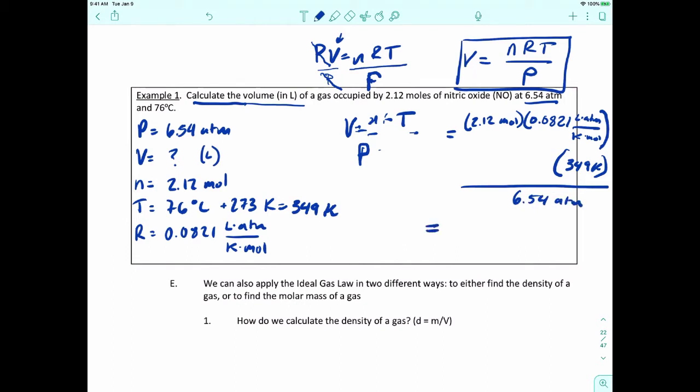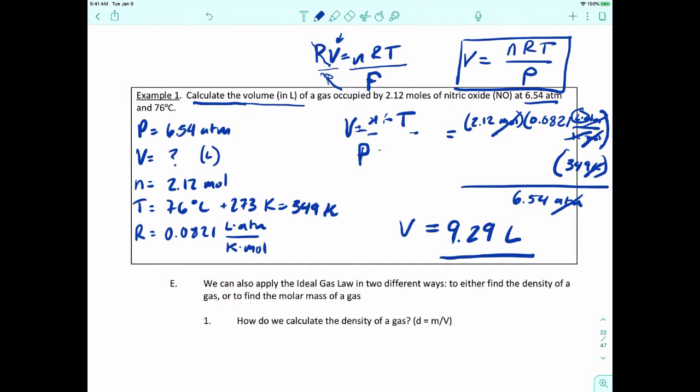All right, now what's really cool about this constant is that, look, you've got all the units that you need for that problem. So when you start canceling out the units, moles cancel out with moles, Kelvin cancels out with Kelvin, ATM, when we do the division, cancels out with ATM, so the only unit that you're left with is liters. Okay, so this is going to be 2.12 times 0.0821 times 349 divided by 6.54. The final answer is going to be 9.29 liters. And there it is.